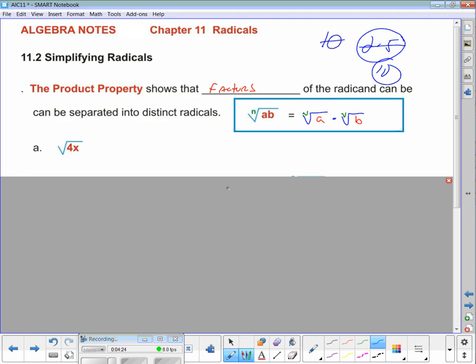All right, let me show you the practicality of the property. Here we have the square root of 4x. Well, here's what the property says. We have the right to separate that into the square root of 4 times the square root of x. You can separate it.